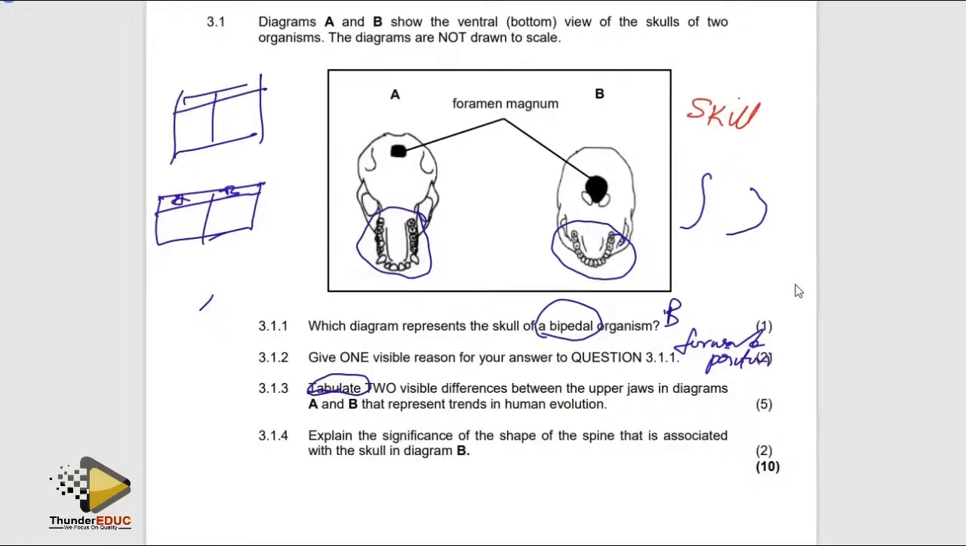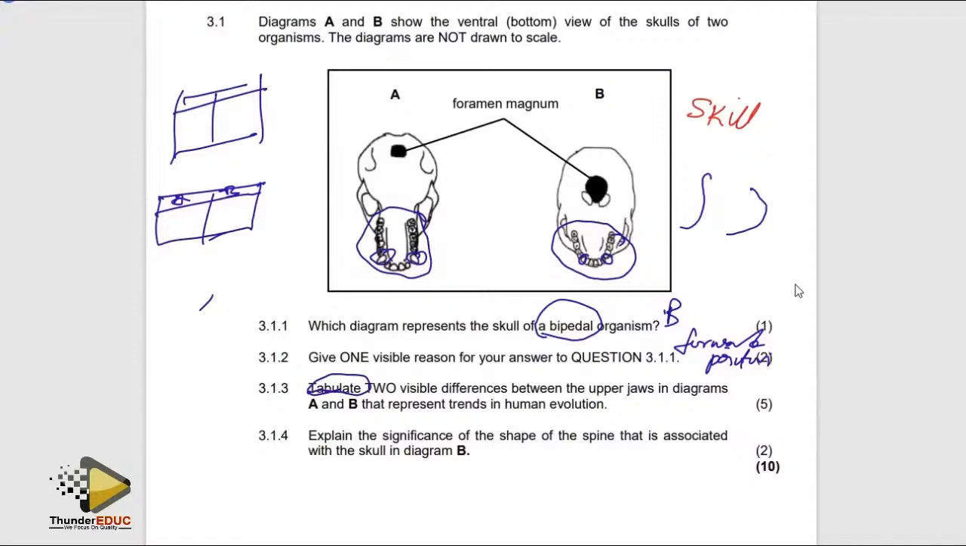All right, now let's compare. Skull A, skull B. This is skull A, skull B. So number one, they're saying the upper jaw. Let's look at these teeth. This and this. The canines here are big, meaning that they are well-developed canines. Here, the canines are less developed, meaning that they are small.